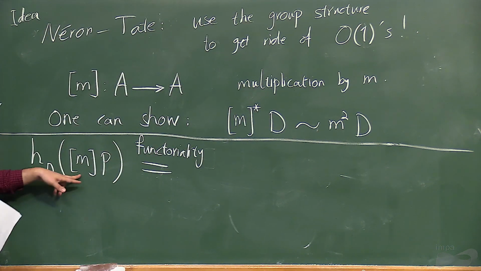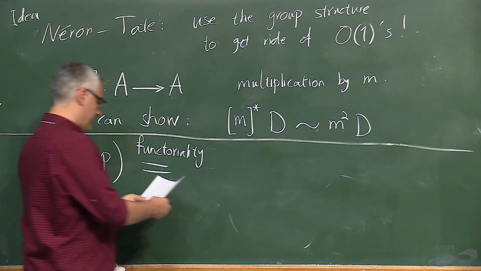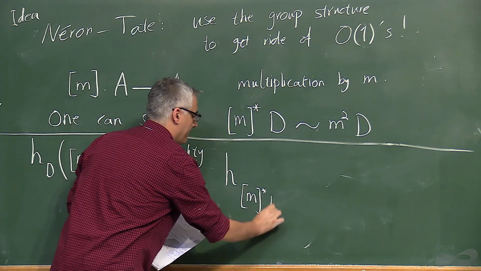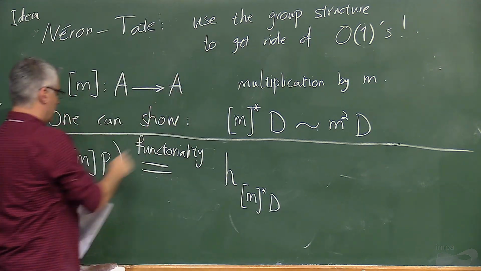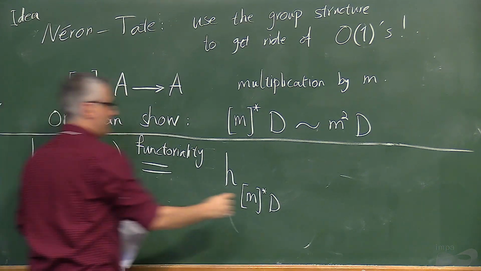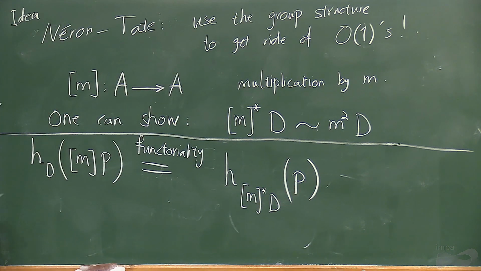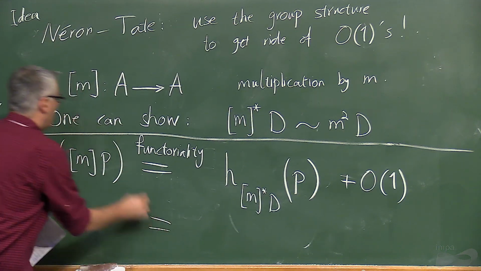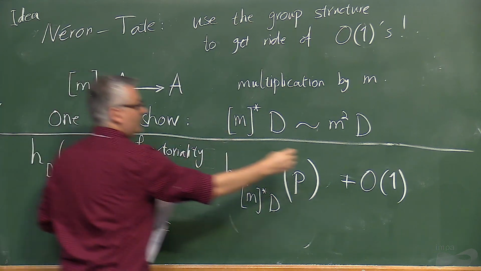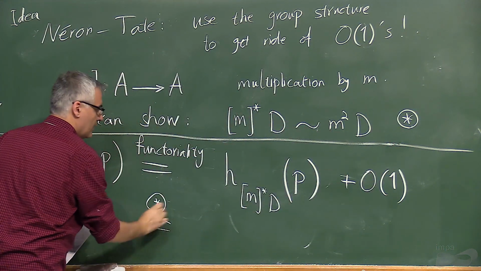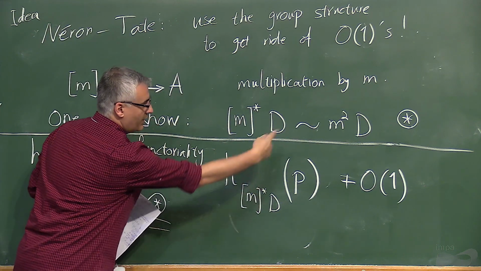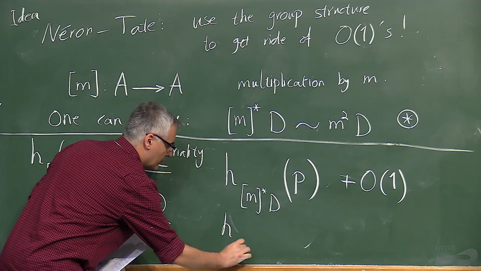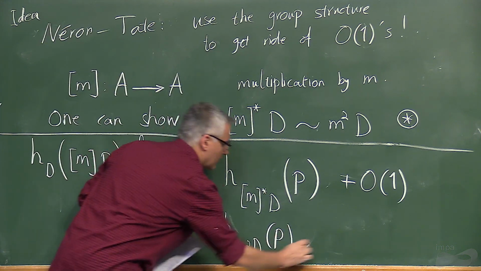By functoriality, so I have this map. I have a divisor here, or I'm going to think of my divisor here. It's going to be the pullback of the divisor. So I'm thinking of this as a point here. I'm bringing it back here. Up to O of 1, up to a bounded function. But then I just said, let's call this star. By star, if your divisor is equivalent to another divisor, you should get the same function up to another O of 1. So you get m squared h_d of p up to an updated O of 1.